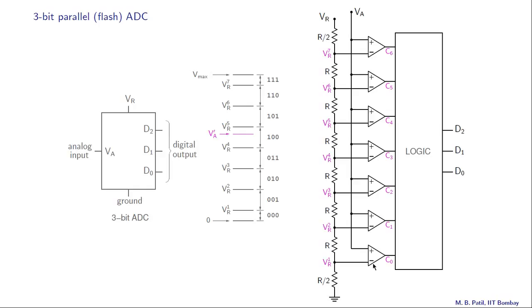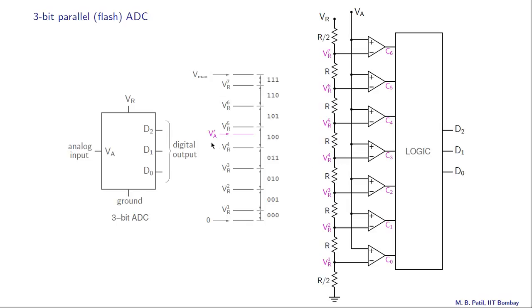Next, we have these comparators. One input for all comparators is common, that is the plus input, and that is connected to the applied analog voltage VA. The second input, the minus input, is VR1 for this comparator, it is VR2 for this comparator, and so on. Now let us take an example.